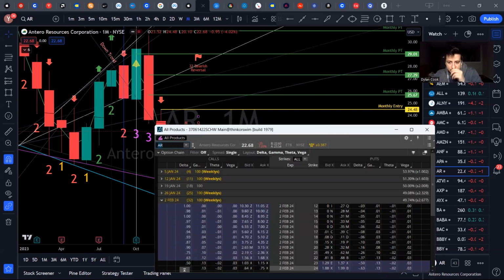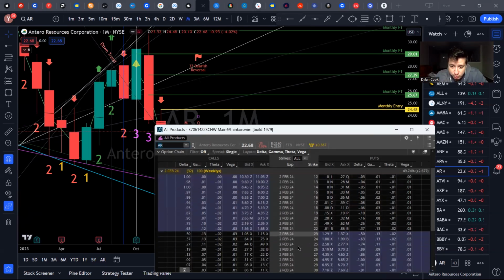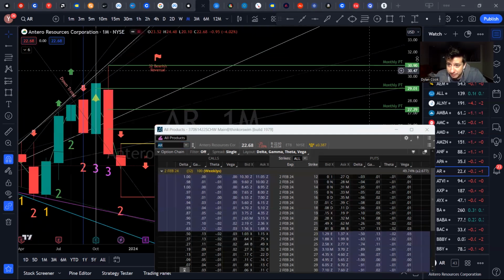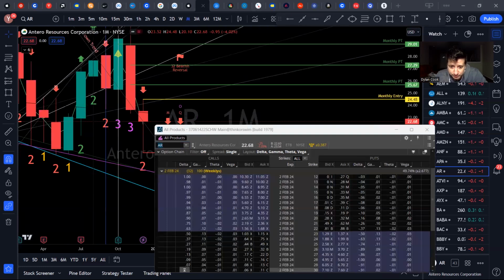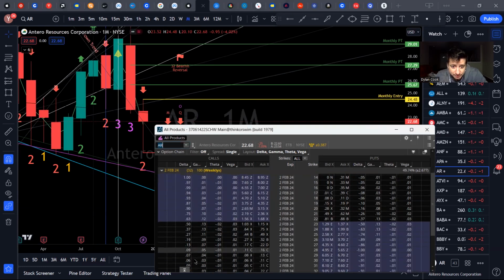There it goes. AR, I am suggesting the $25 calls, which is going to be an at the money contract. $49, 27 delta. We love it. As opposed to, let's see, if we did the final PT 30, so 30 would be out here. Good luck making money with a $6 delta.